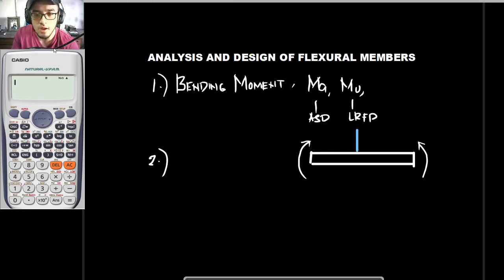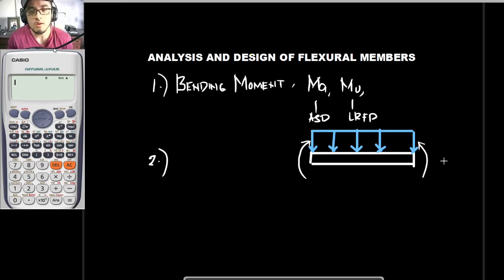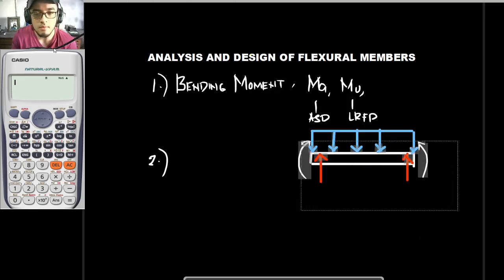Pwede tayong magkaroon ng point load. Pwede rin tayong magkaroon ng uniformly distributed load, like this. Hindi lang maganda yung pagka-drawing ko, but you get my point. And of course, if your member would be subjected with lateral loads, an internal stress that can be caused by it is what you could be calling shear stress. Itong red na to is what you would be calling shear stress. Teka, tanggalin lang natin para may mapagsulatan lang tayo.